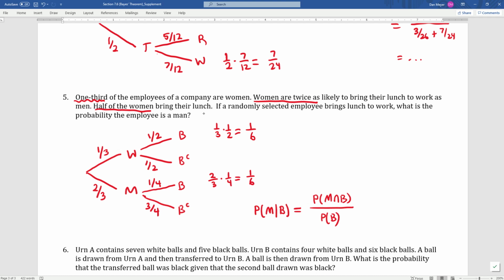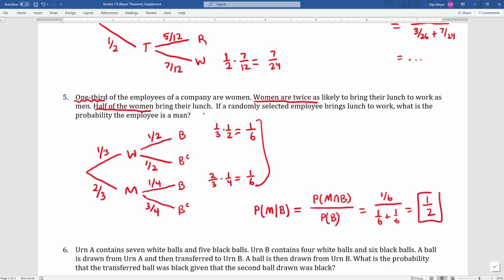All right, so the probability that our person is a man who brought their lunch, that's our numerator here, 1/6. The probability that a randomly selected employee brought their lunch, 1/6 plus 1/6. And I don't need my calculator to know that this is 1/2.